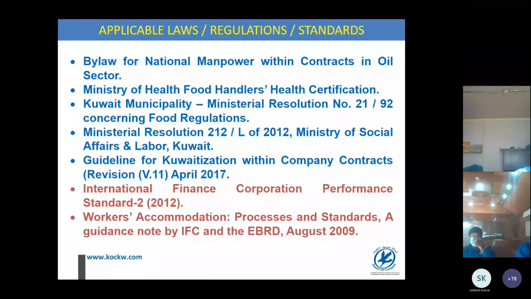And all these regulations are available in the procedure. In case you have not received any of these procedures or laws, you can always put a message in the chat box. We'll be sharing again. So there's a bylaw for the national manpower and Ministry of Health, Food Handlers, Kuwait municipality regulations, ministry resolutions for the social affairs and guideline for the Kuwaitization within company contracts, IFC, International Finance Corporation Performance Standard. If you put IFC standard in Google, very good information is available related to worker welfare and workers accommodation process and standards, a guidance note by the IFC and the EBRD, the European Bank for Reconstruction and Development. So that is also available there.